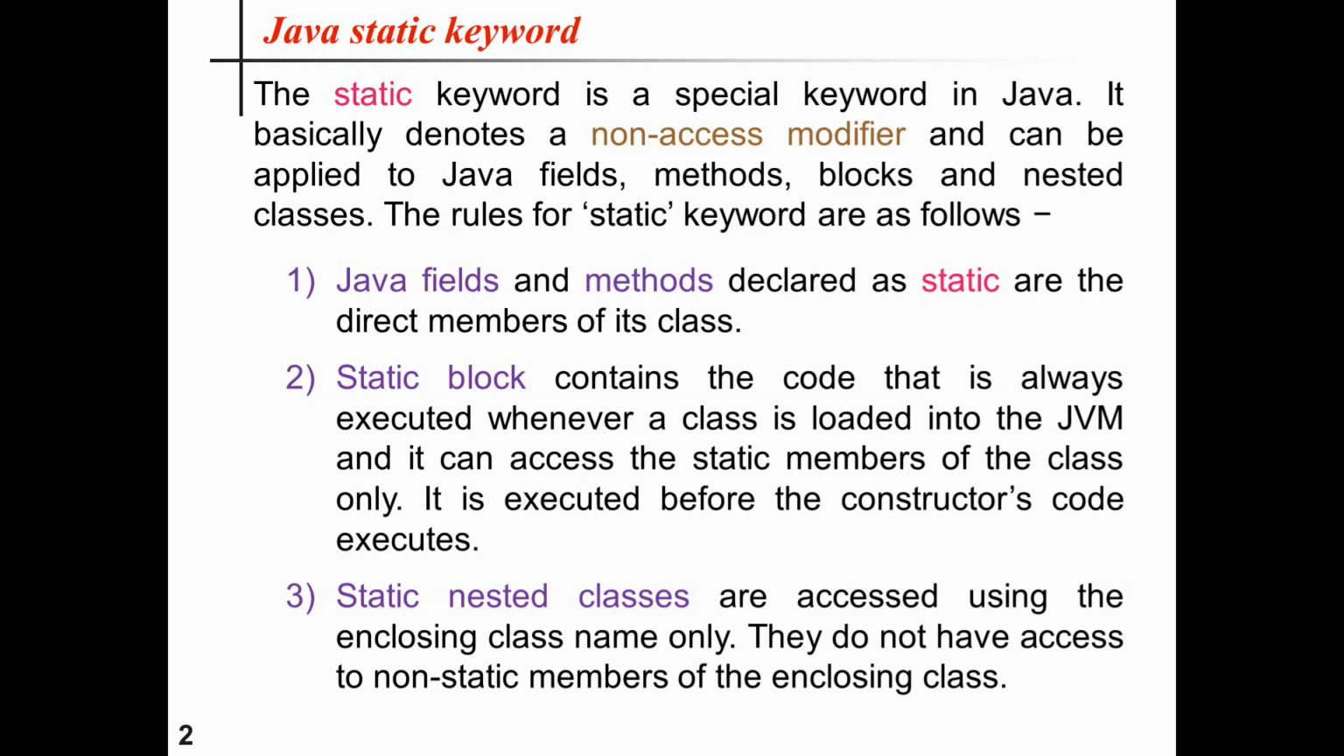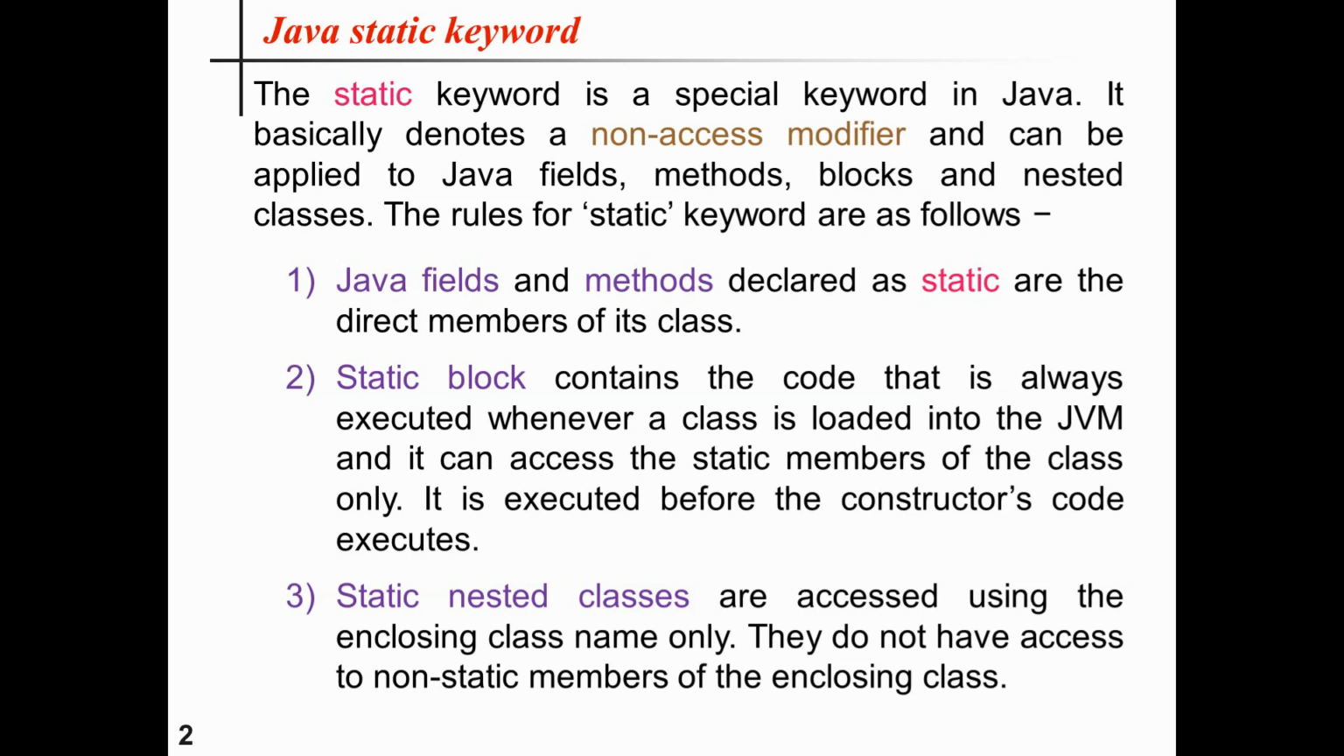The rules for the static keyword are as follows. Rule number 1 states that Java fields and methods declared as static are the direct members of their class. Like, they can be accessed directly by mentioning the class name only.